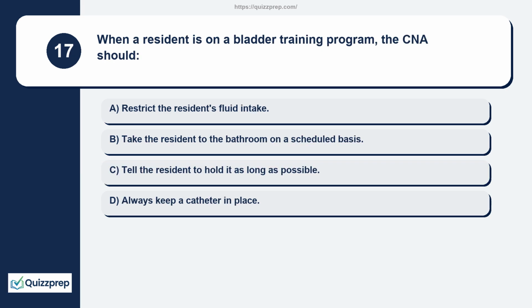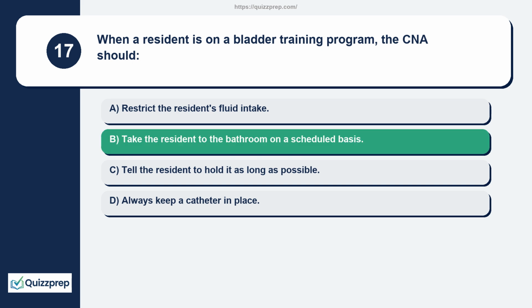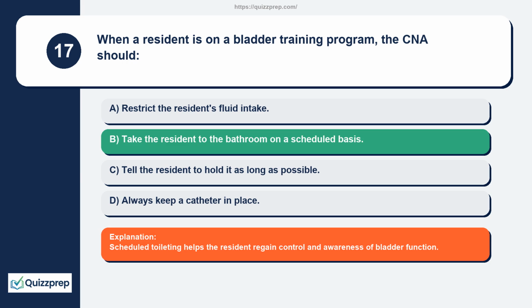Question 17. When a resident is on a bladder training program, the CNA should restrict the resident's fluid intake, take the resident to the bathroom on a scheduled basis, tell the resident to hold it as long as possible, or always keep a catheter in place? Scheduled toileting helps the resident regain control and awareness of bladder function.